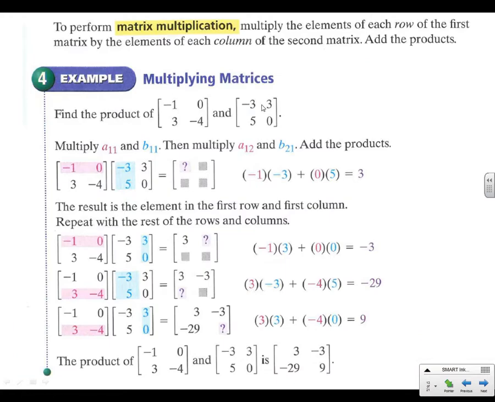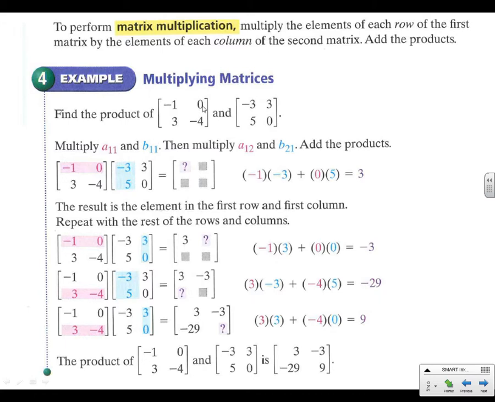Okay, multiplying matrices together. Now we're going to take two matrices and multiply this one times this one. The way that we do it is we multiply each row of the first matrix by the columns of the second matrix. So you'll see here, rows by columns. Rows by columns. Here's how we're going to do it.